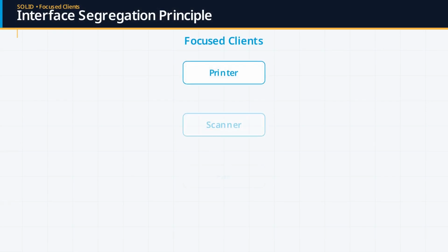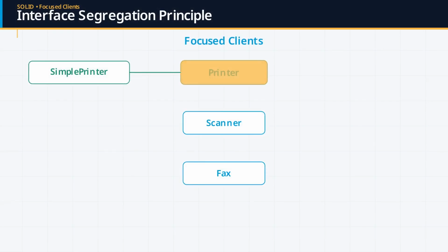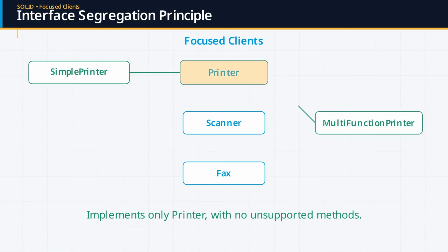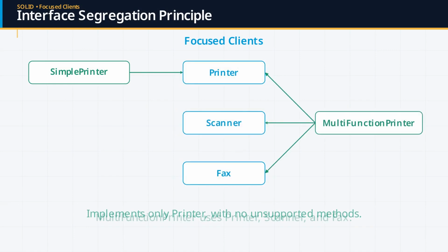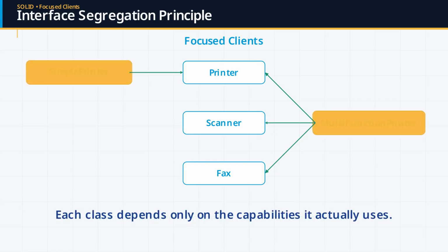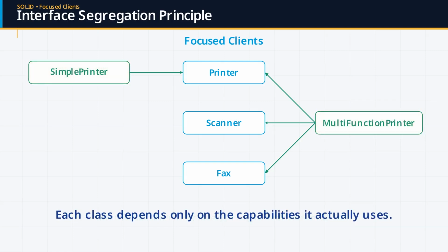SimplePrinter implements only Printer, with no unsupported methods. MultifunctionPrinter implements Printer, Scanner, and Fax. Each class now depends solely on the capabilities it actually uses.